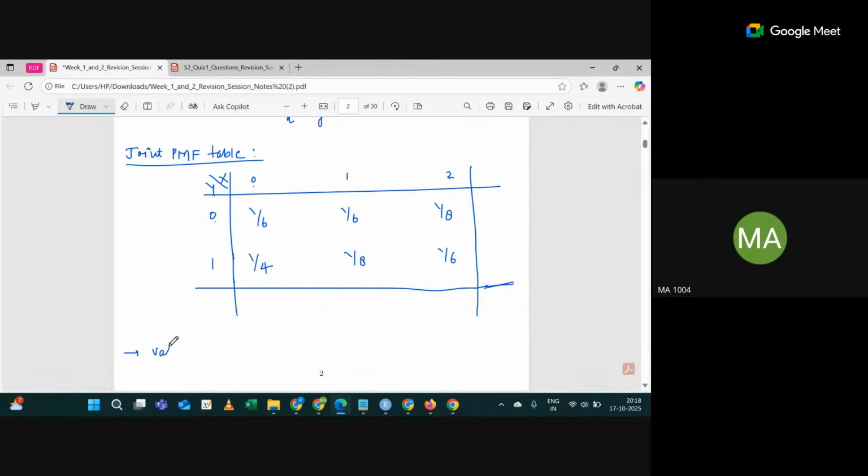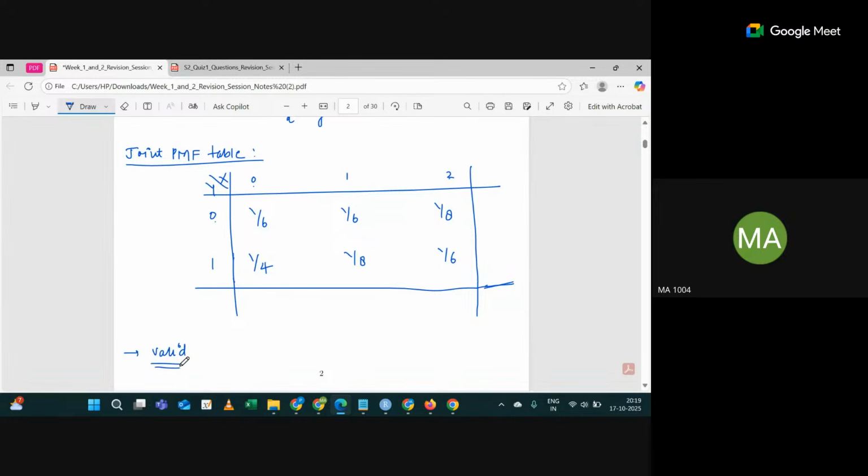Is this valid or not? So what should be your first property? All the entries should be between 0 and 1. Yes or no? Yes, sir. And the addition of all the values is equal to 1 here, it should be 1. Yes, right? So that means this is valid.